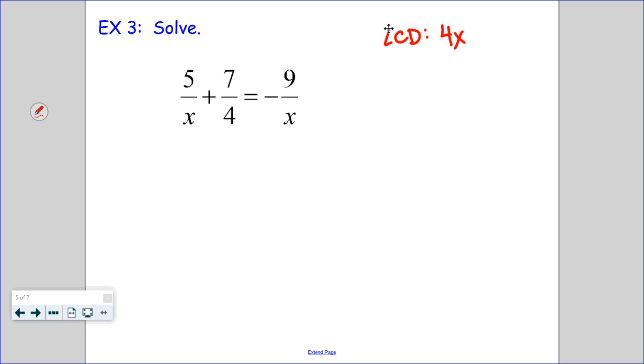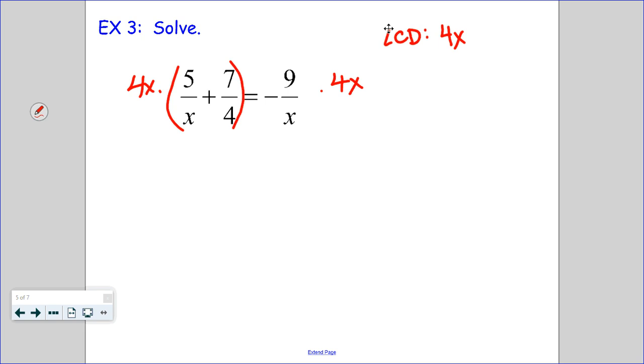Now we're doing an equation, so it's on both sides. Does that make sense? So you have to do something to both sides of the equation. So I'm going to multiply by 4x over here, and multiply by 4x over here. Now this is addition, so that 4x is going to distribute to both of those.